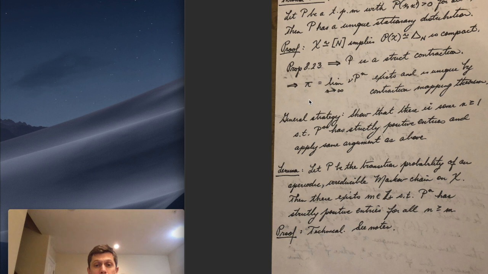So I'm going to stop there for this lecture. Next time we're going to generalize this. We're actually going to build off this theorem to prove the general case. It just requires a little bit more work, and I'm going to go over that next time.